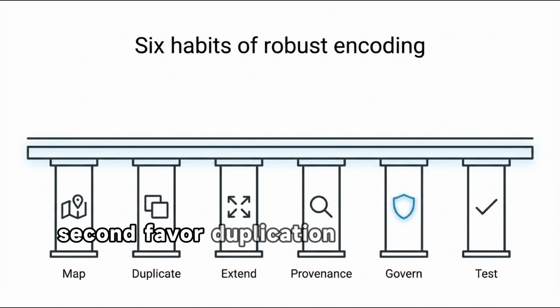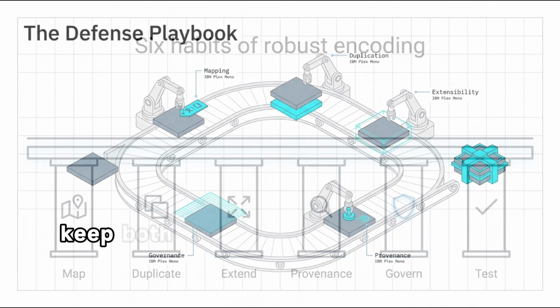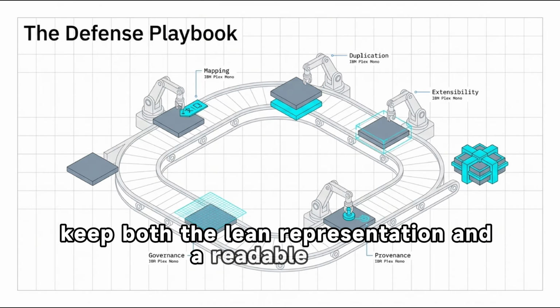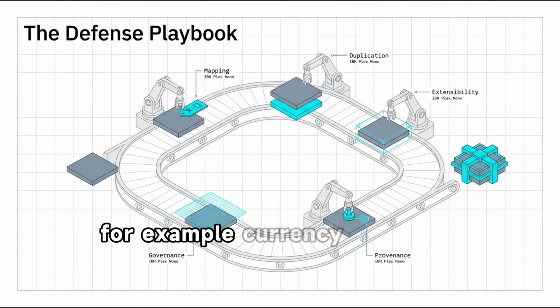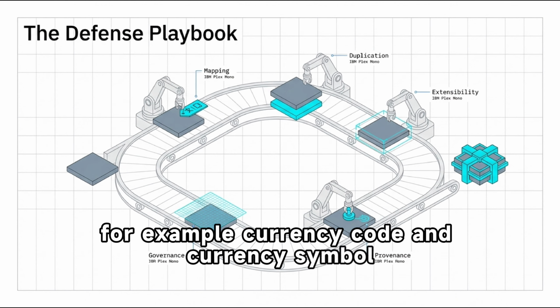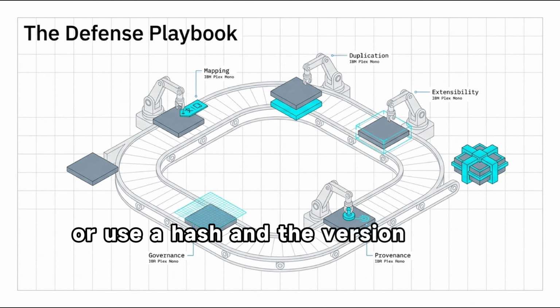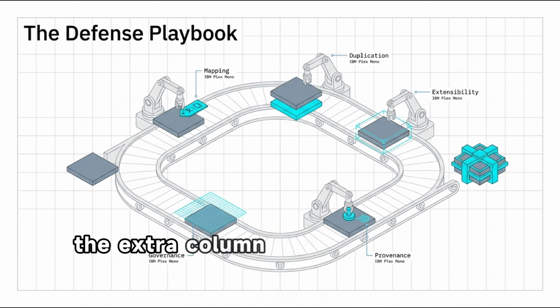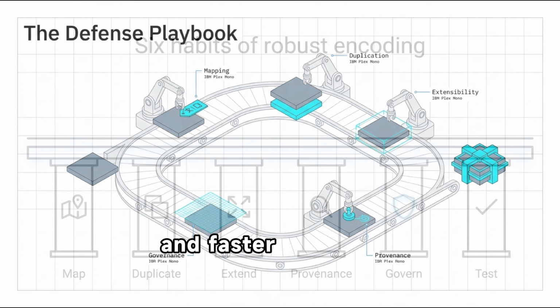Second, favor duplication when it helps clarity. Keep both the lean representation and a readable copy. For example, currency code and currency symbol. Or use a hash and the version of the hashing method. The extra column buys inspectability and faster debugging.